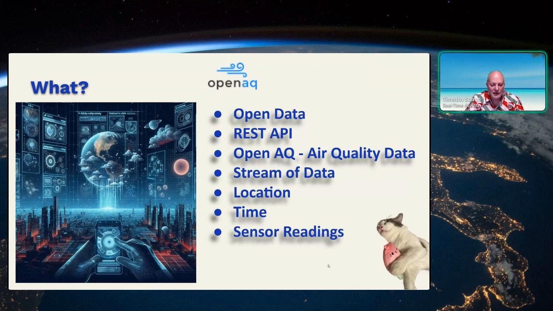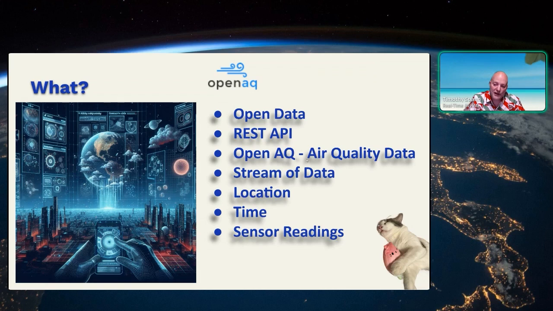So, what is the data? We're looking at OpenAQ, which provides open data, which is awesome. They tell you what's going on in the world with air quality. They have a REST API, which we can call with Python. Again, PyData. There's other options, but today we're at PyData, so why not use Python?